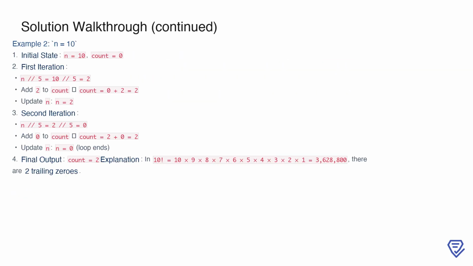Now let's consider when n equals 10. Initially, n is 10, and the count starts at 0. Dividing 10 by 5 gives 2, so we add 2 to our count, which now becomes 2. Then we update n to 2 and continue.